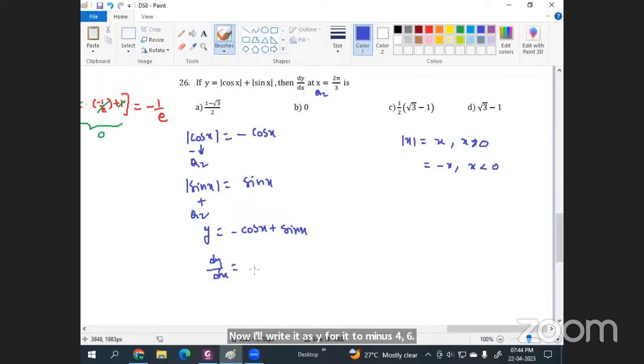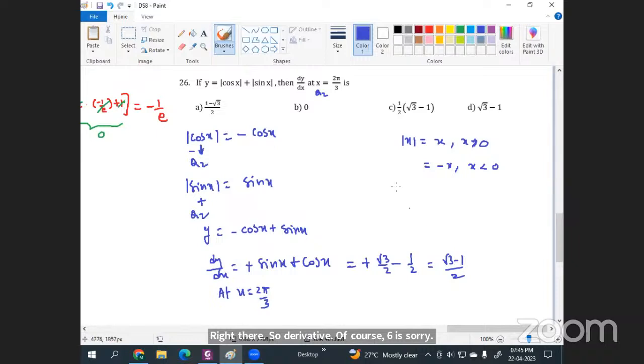d/dx equals minus sin x plus cos x. At x equal to 2 pi by 3, it is minus root 3 by 2 and minus 1 by 2. So the derivative of cos x is, sorry, this is sin, root 3 by 2. So root 3 minus 1 by 2. So your option is C.